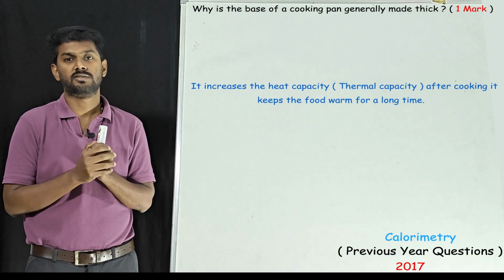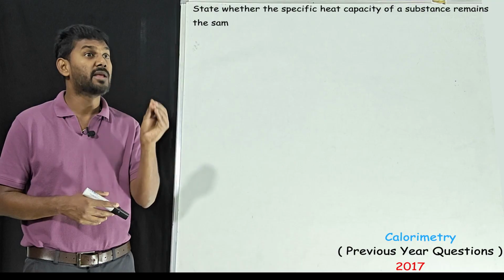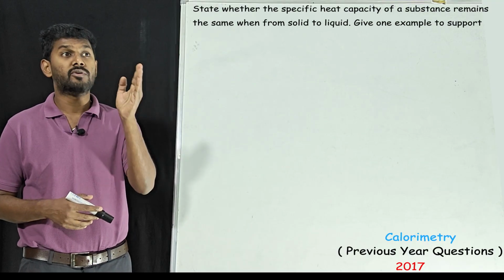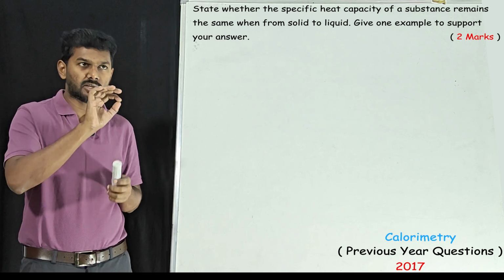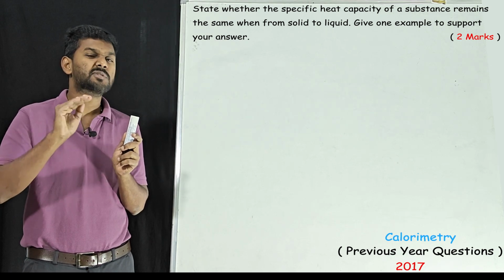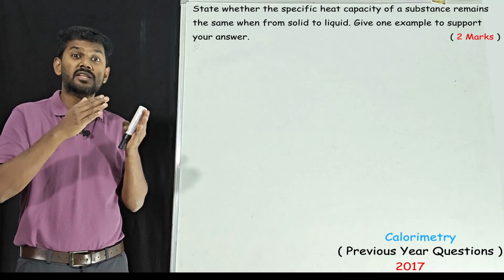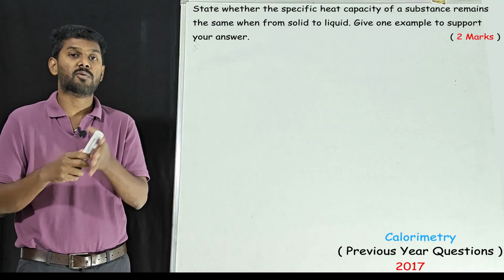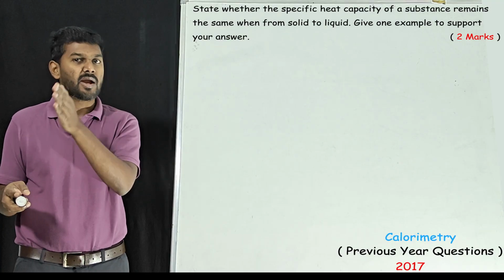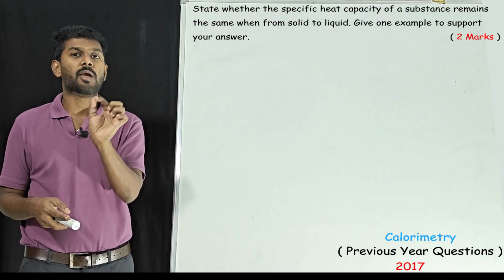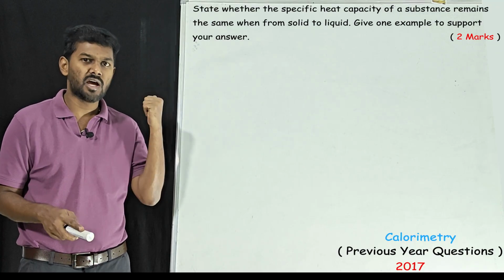Our next question: state whether the specific heat capacity of a substance remains the same when it changes from solid to liquid. Give one example to support your answer. So they are simply asking whether the specific heat capacity remains the same or changes when there is a change in state of matter, from solid to liquid, liquid to gas. If any state of matter changes, will the specific heat capacity change or not? That is their question. We have learned this in the concept video.